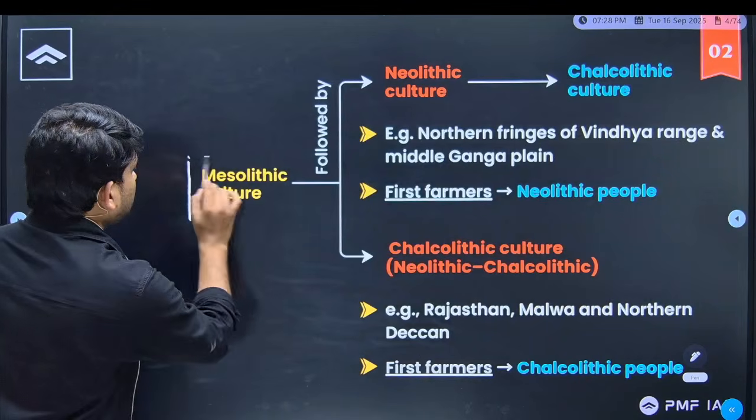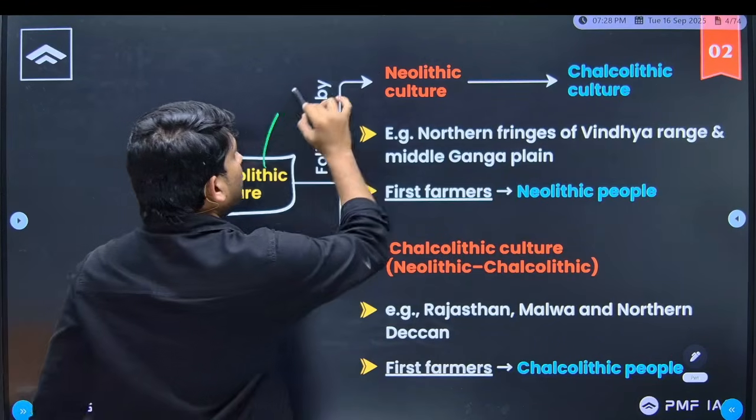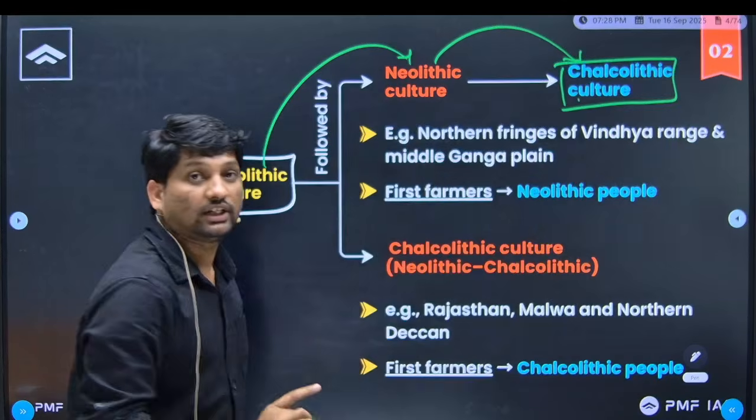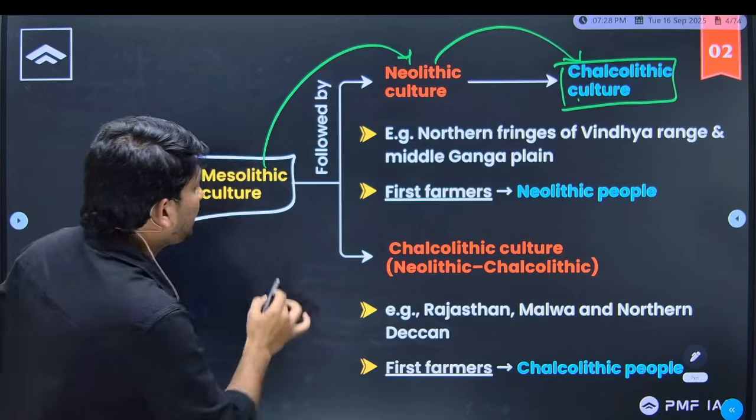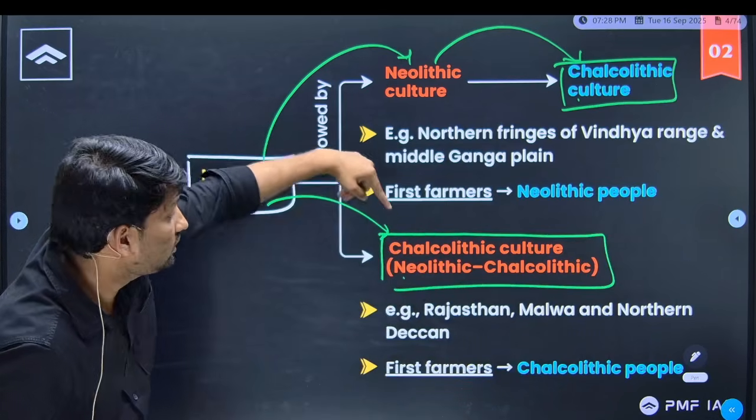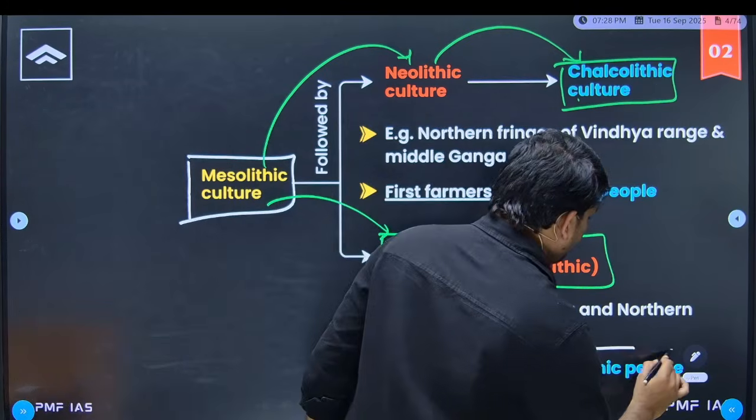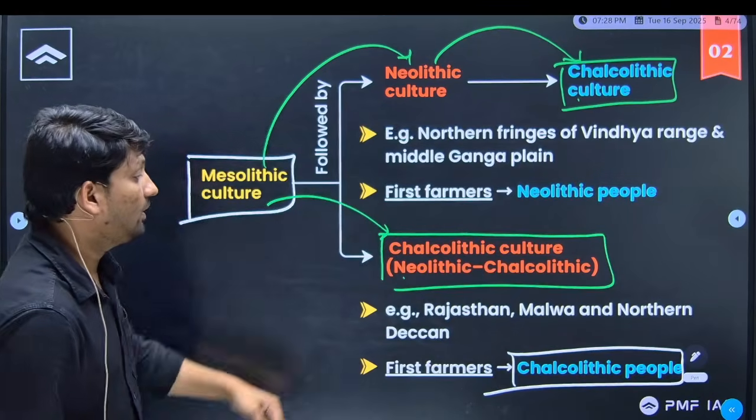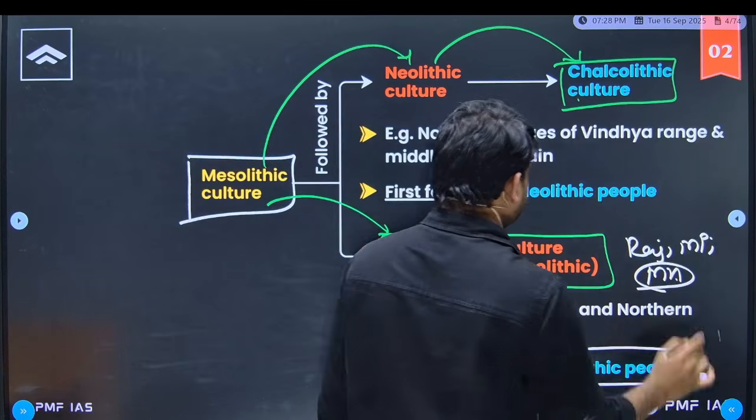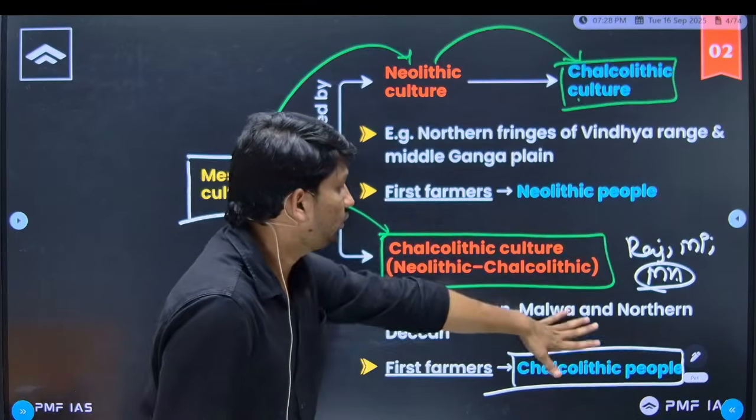So suppose initially it is Mesolithic culture, then Mesolithic culture can be followed by Neolithic, and after that Neolithic people started using this copper, and it will basically be Chalcolithic, or Mesolithic culture directly transitions into Chalcolithic culture. If Mesolithic culture directly transitions into this Chalcolithic culture, in that region the first farmers were Chalcolithic people. First farmers were Chalcolithic people, and it is common in Rajasthan, Madhya Pradesh and Maharashtra. After this Mesolithic culture, most of the sites directly show this Chalcolithic culture.